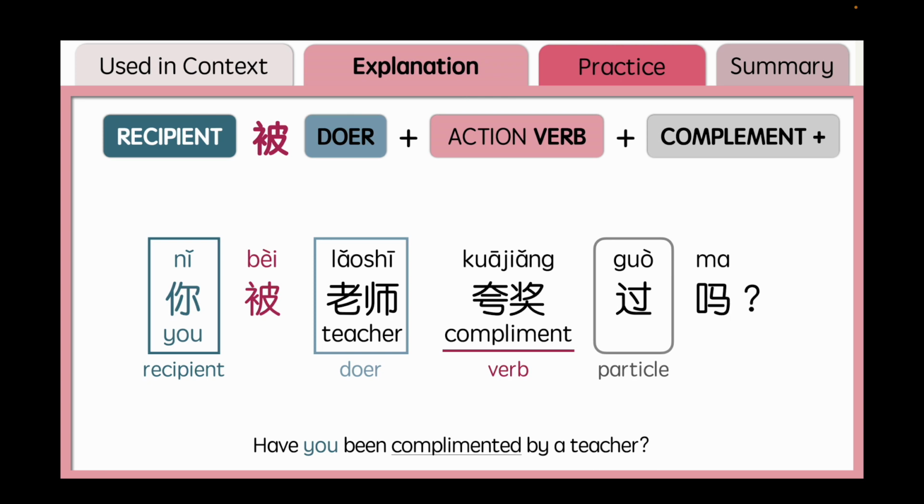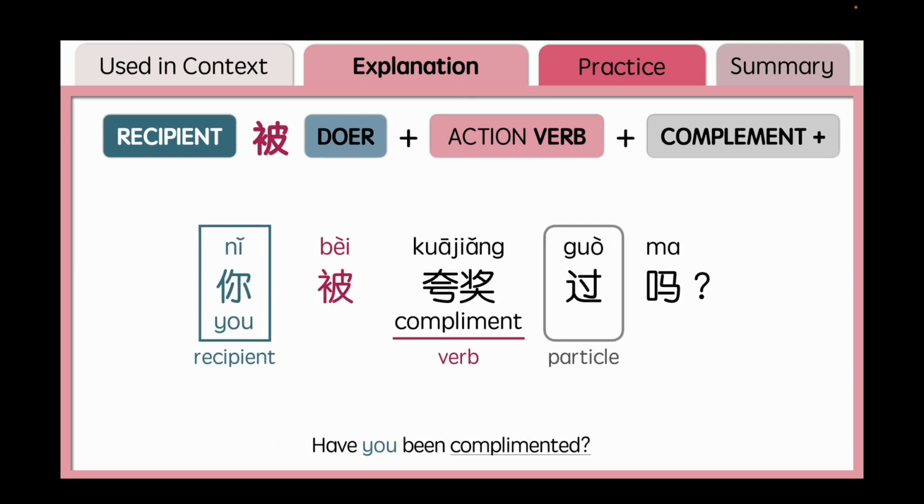Also note that you may use the aspect particle 了 and 过 to talk about a completed action and a past experience, but the third aspect particle 着 does not go with the bei structure. You may also omit the doer of the action 老师 and just say 你被夸奖过吗 Have you been complimented?